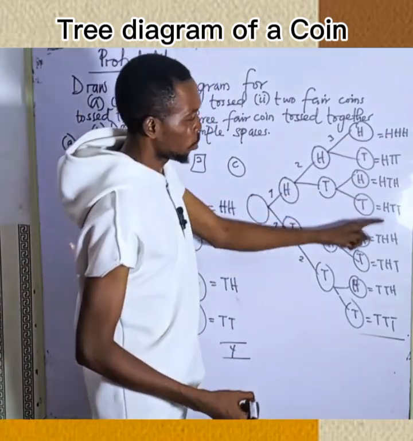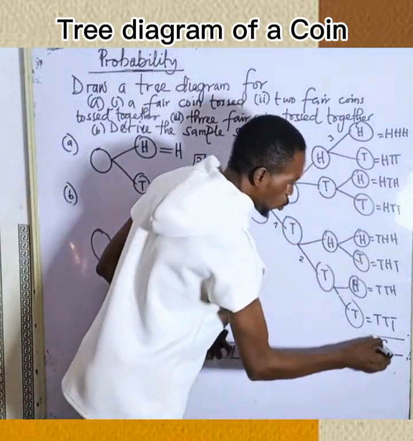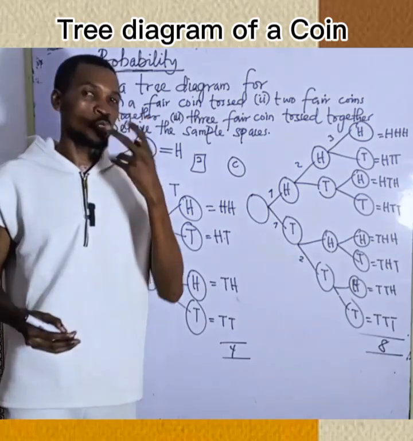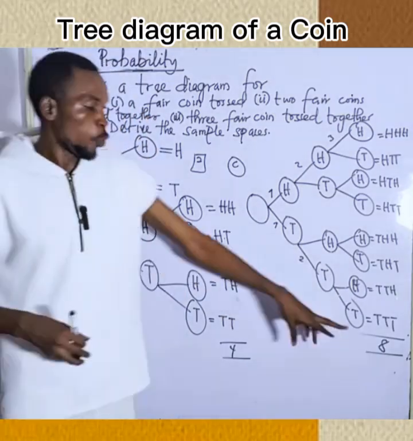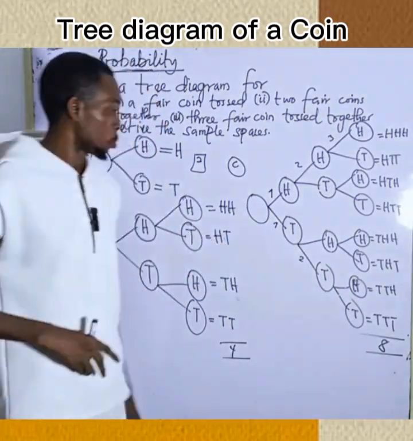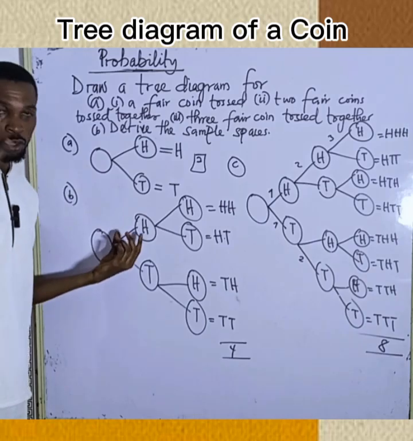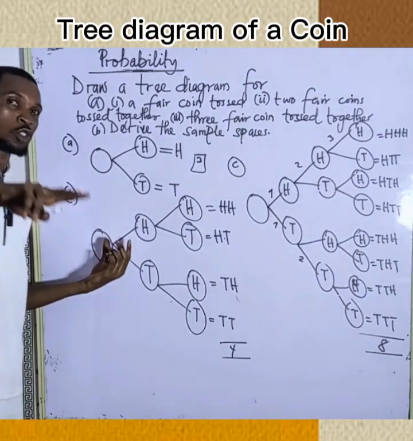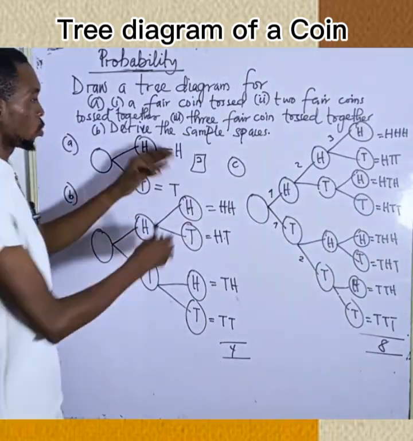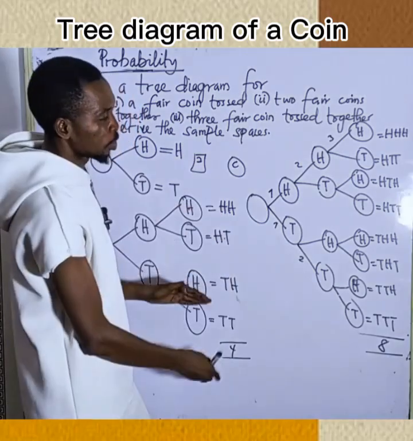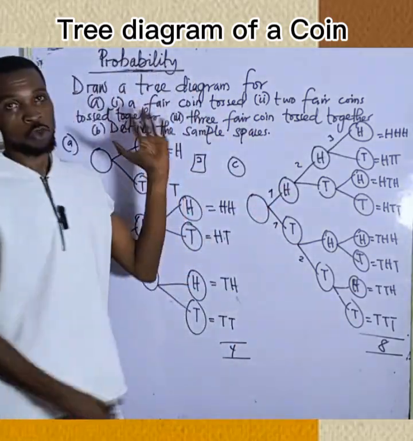1, 2, 3, 4, 5, 6, 7, 8. So when a coin is tossed 3 times or 3 coins are tossed together, we have 8 possible outcomes. When 2 coins are tossed together or a coin is tossed twice, you have 4 outcomes. So the outcomes here are called the sample spaces. And we have answered this question correctly.